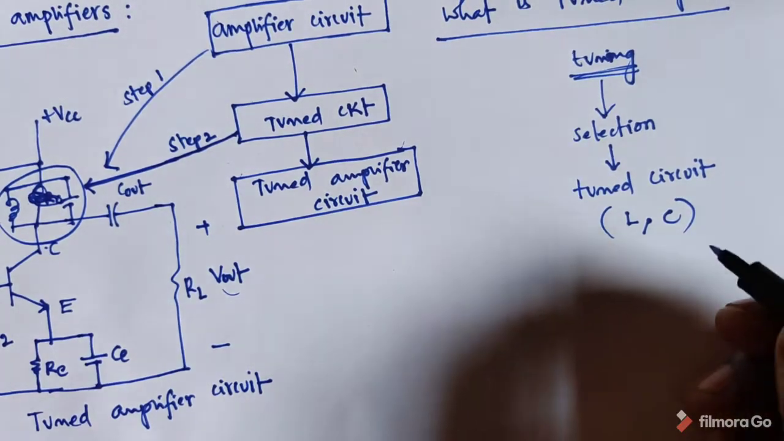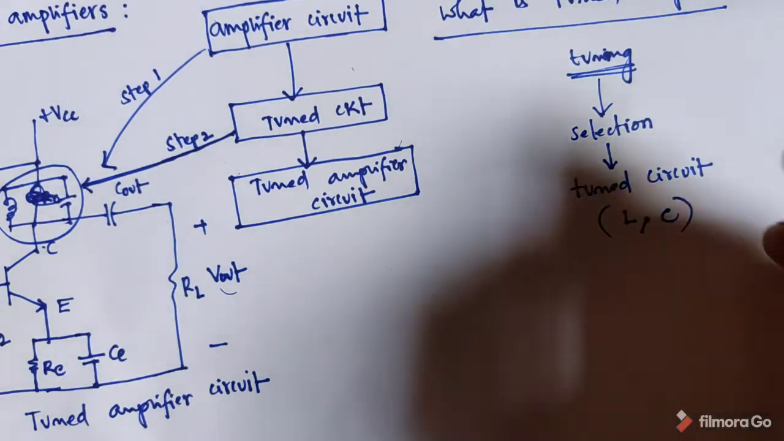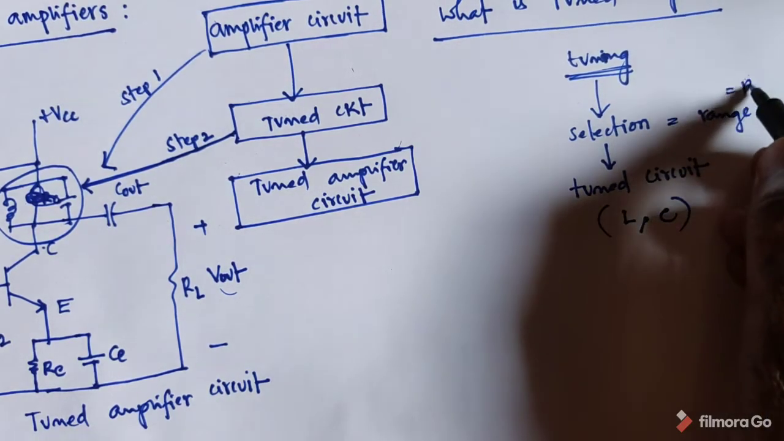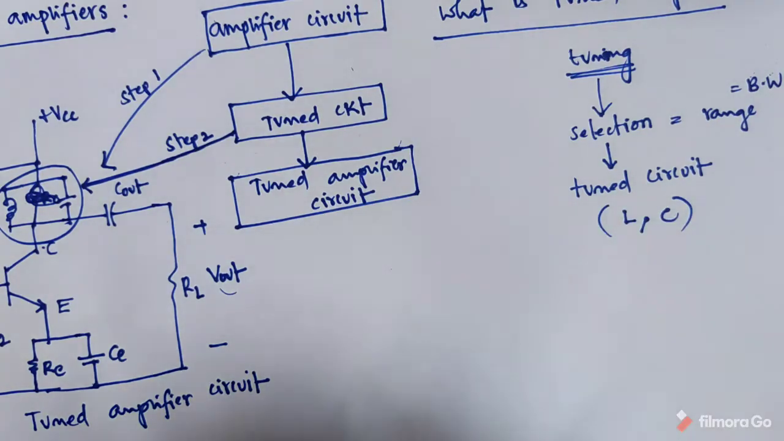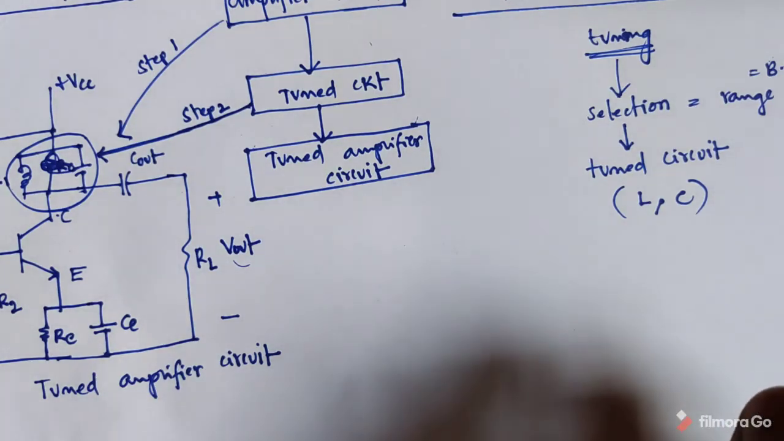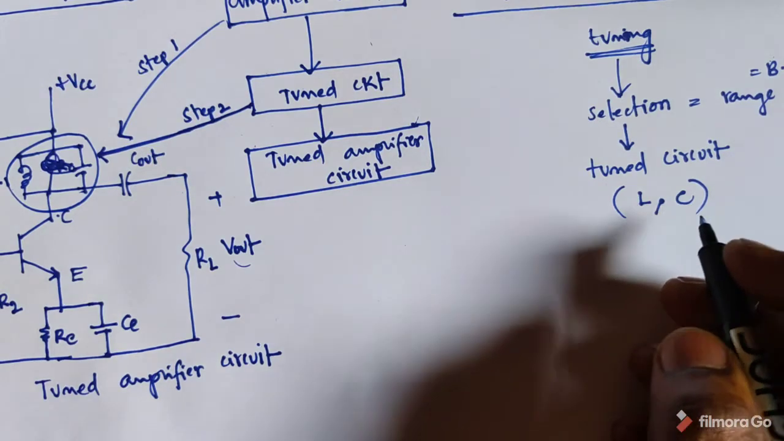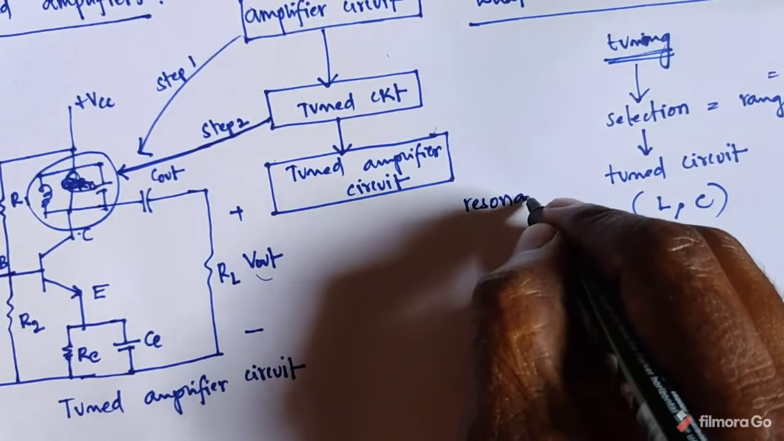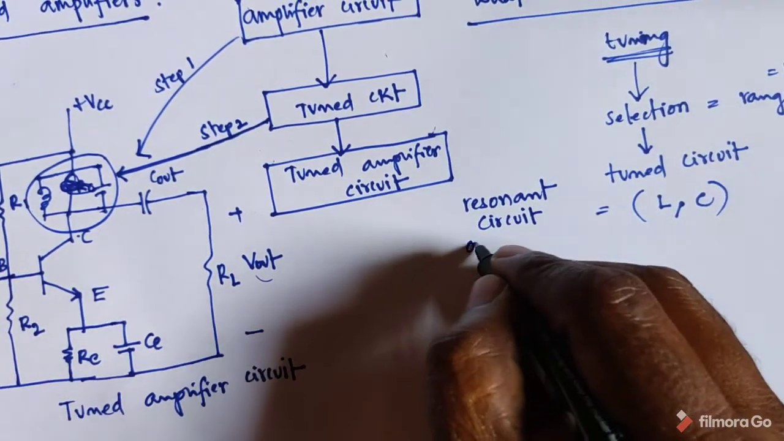What is the meaning of this tuning? You have to identify a certain range of frequencies, lower frequency and higher frequency. Then only you can calculate the range, that is nothing but the bandwidth. Based on that you can tune. So this is the actual concept of the introduction to tuned amplifier circuits. Generally, tuned circuits are nothing but inductor and capacitor circuits, also called resonant circuits or tank circuits.